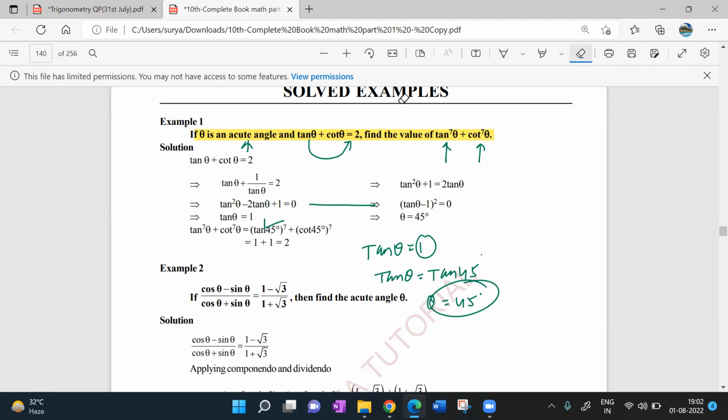So if theta is equal to 45, that's it. Look at this. He is asking for tan to the power of 7 theta plus cot to the power of 7 theta, right? So theta is 45. So tan to the power of 7 of 45 plus cot to the power of 7 of 45. Tan 45 is 1 to the power of 7 plus cot 45 is also 1 to the power of 7. 1 to the power of 7 plus 1 to the power of 7 is 2. Answer is 2. Getting my point? Yes, sir. Hope you got the point.